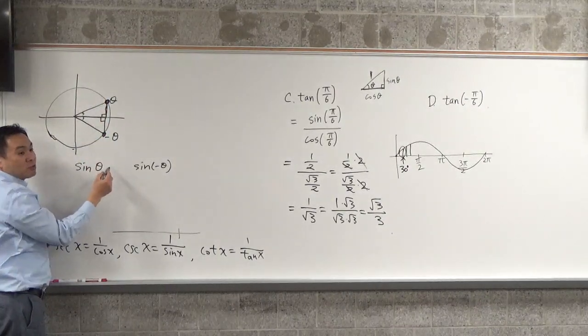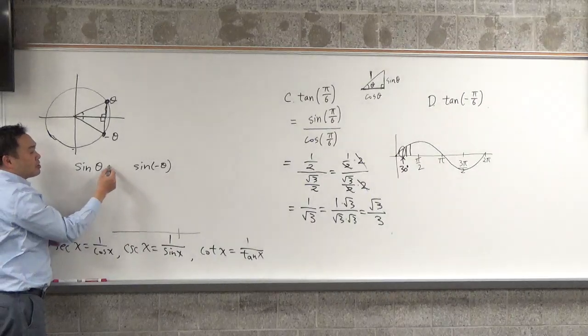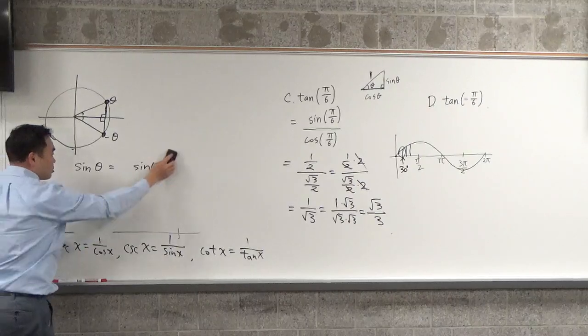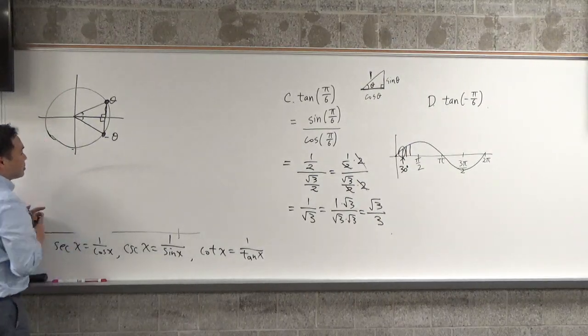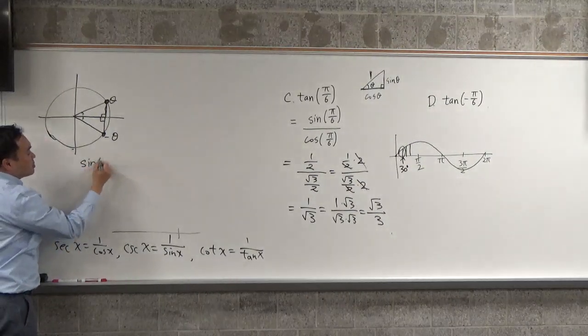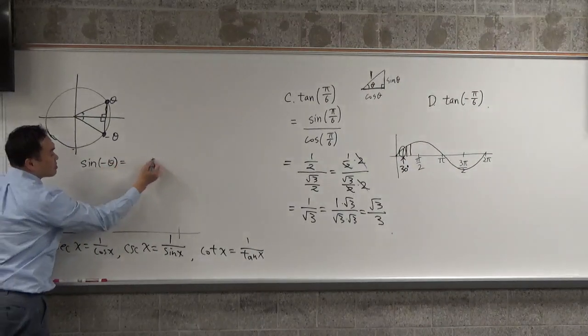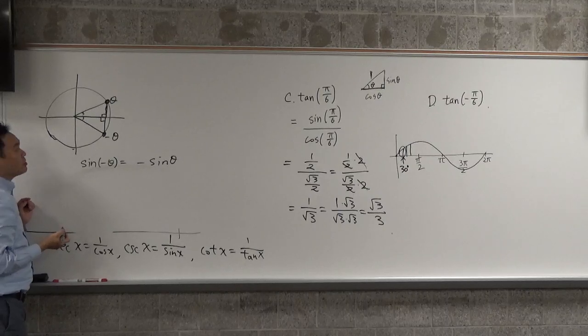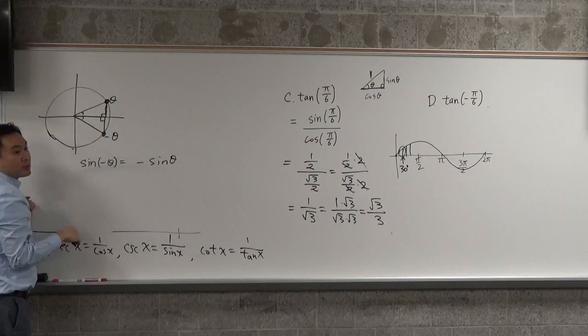So what's the relationship between them? Sine theta is equal to negative... Let me do it the other way. I want to say that sine of negative theta is the same as sine theta, but with the opposite sign. Okay? One goes up, the other goes down.